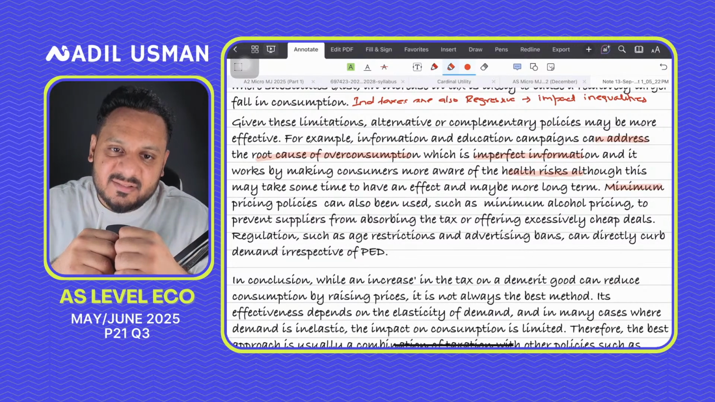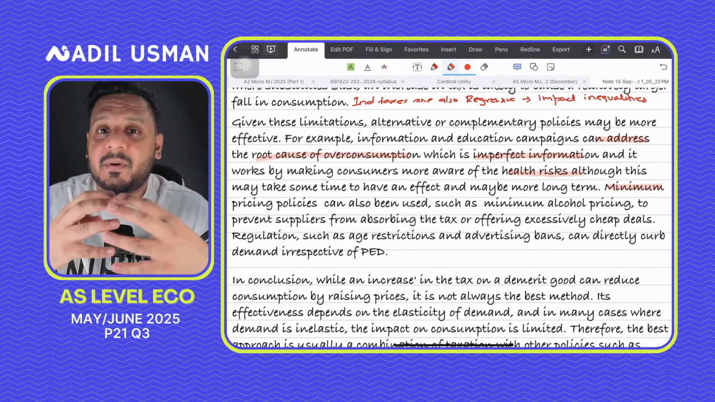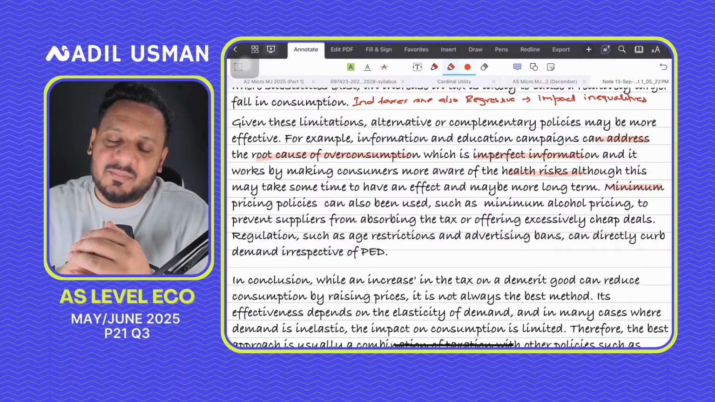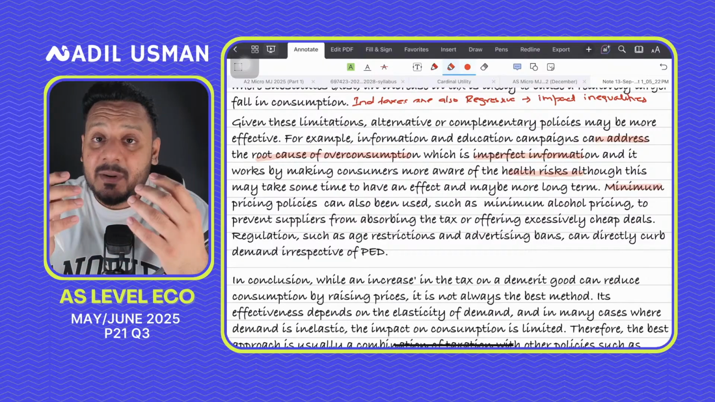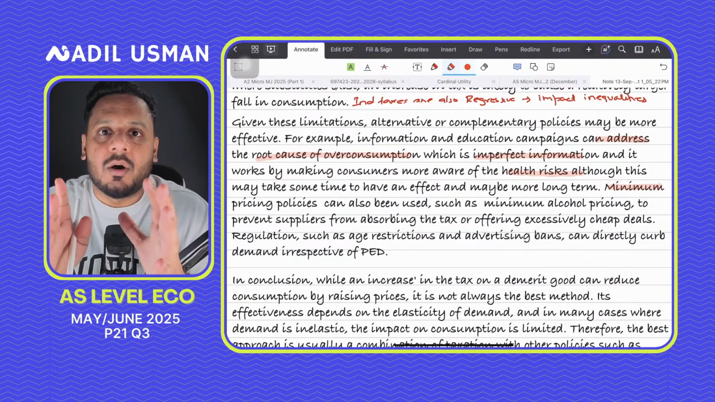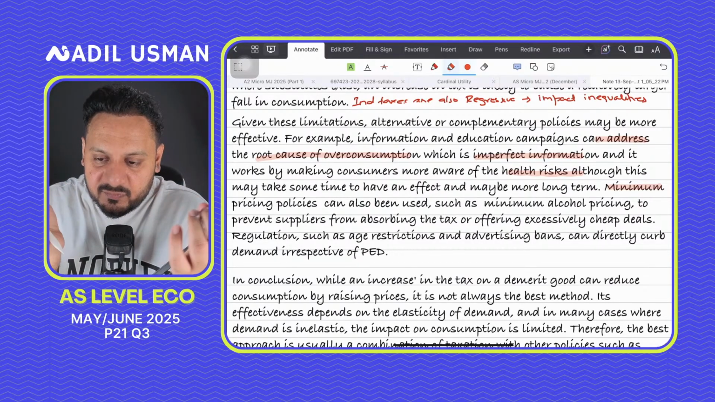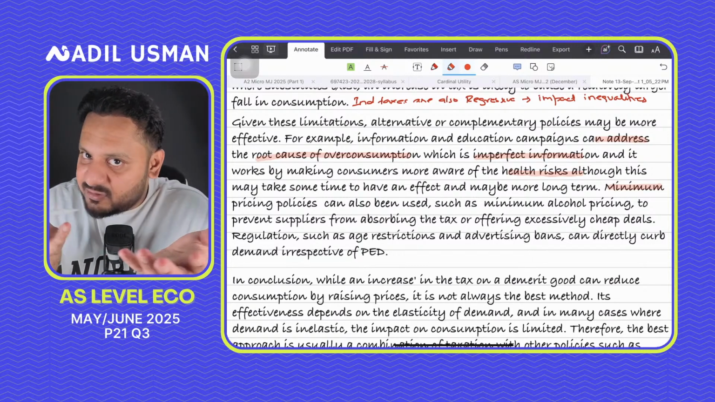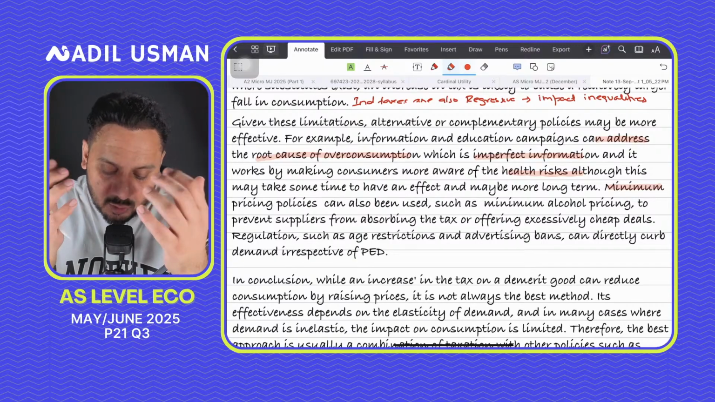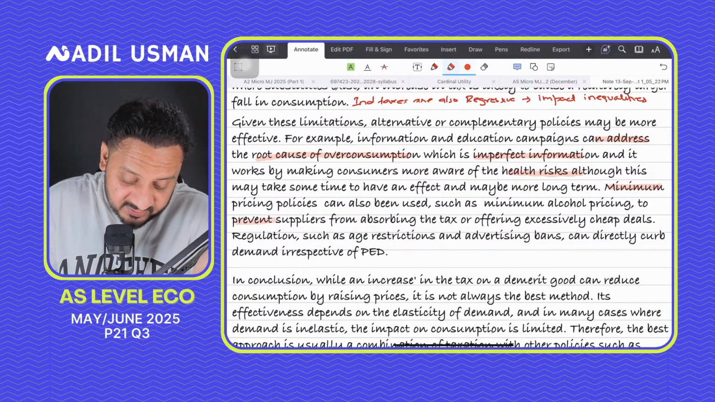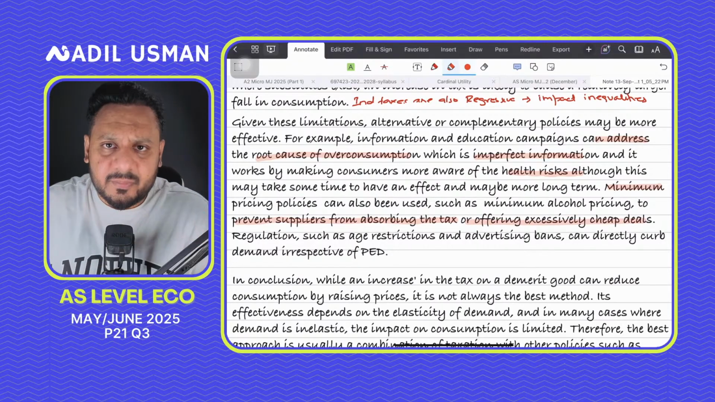But the problem with taxes is, at times, even if a tax is imposed, producers absorb that tax. They don't pass on that tax burden to consumers to prevent them from losing out. They don't want to lose their customers at times. But with minimum prices, you have to charge that price by law, right? So there's no question of whether the producer would absorb the tax or not. They have to just charge that higher price. So a minimum pricing policy could be more effective. It prevents suppliers from absorbing the tax or offering excessively cheaper deals, right?